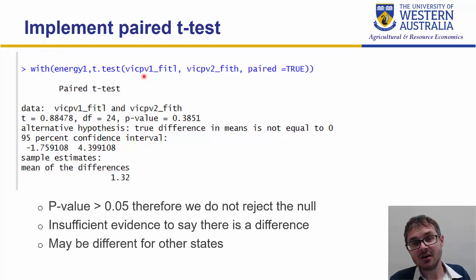I've got Vic PV feed-in tariff low, Vic PV feed-in tariff high. So they're the two columns of data. Paired is equal to true. And then we're just looking at the p-value. The p-value is above 0.05, therefore we would not reject the null.